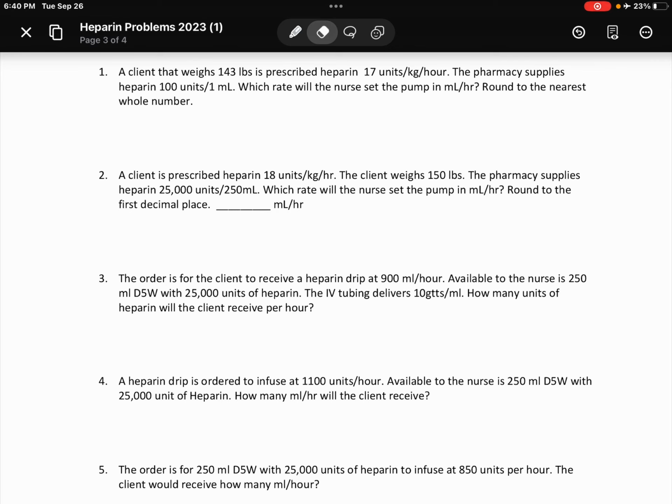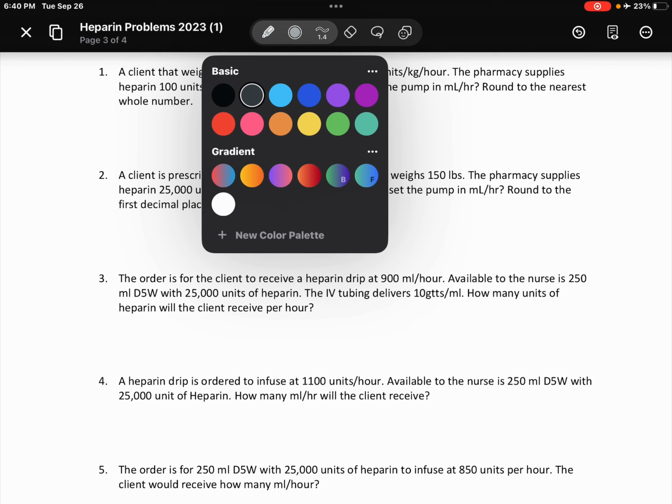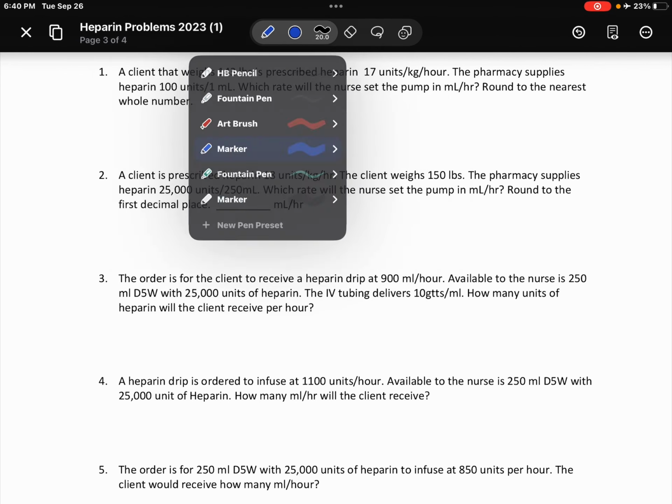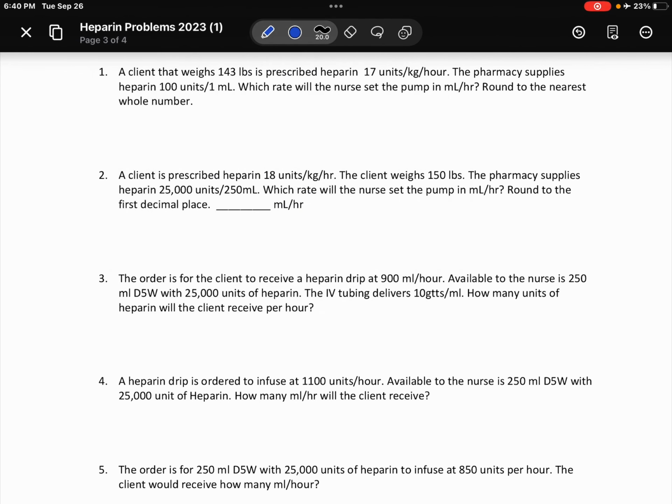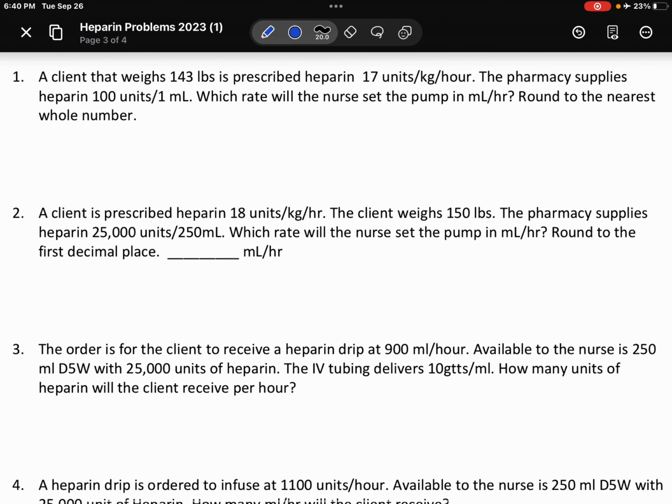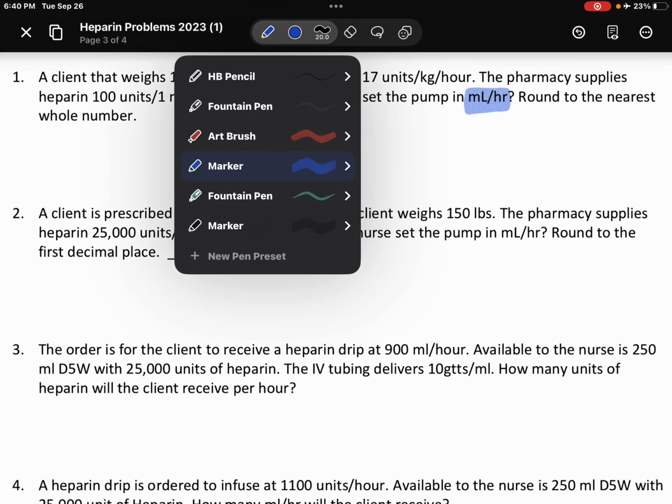Okay, so if you just stop for a second and look at the problem, ask yourself before you start, what are you looking for? What do you need to find? What is it asking you to find? It is asking you to find the milliliter per hour. So that is exactly what I'm going to start with.